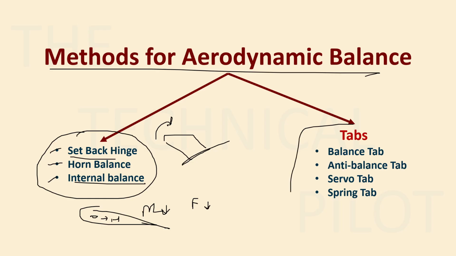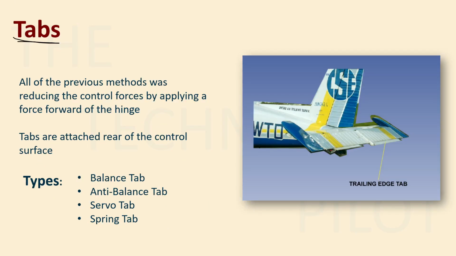And then we have what, tabs. So we'll go in details of one by one. What are these tabs? We have balance, anti-balance, servo, and spring tab. So tabs are what? All of these previous methods were reducing the control effectiveness by applying a force forward of the hinge line, right? As we saw in the first one, setback hinge was just a simple method which was reducing your distance, right? And hence reducing the moment.